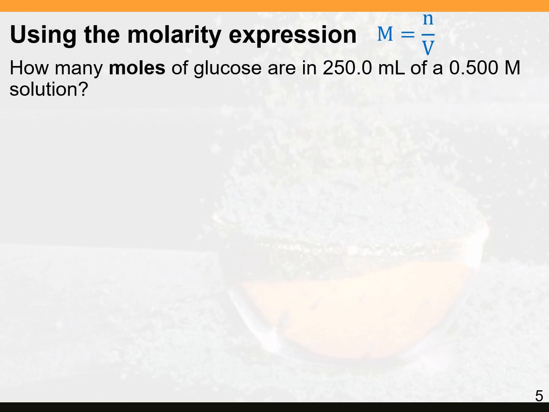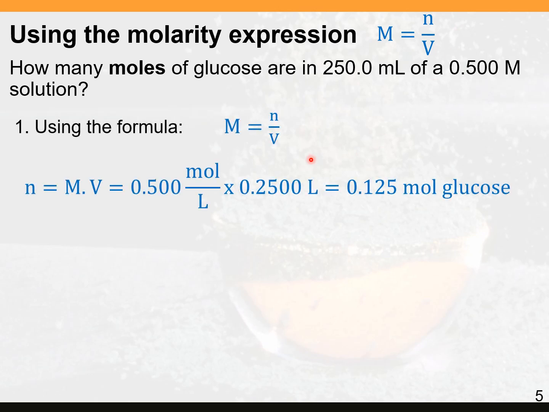Let's see the use of the molarity expression to calculate the other two variables in the equation, number of moles and volume. In this question, the moles of glucose in a 250 milliliter of a 0.5 molar solution is asked. There are two ways to solve this question, one of which is by using the molarity formula. From the formula, we get that the number of moles is equal to the product of molarity and volume.